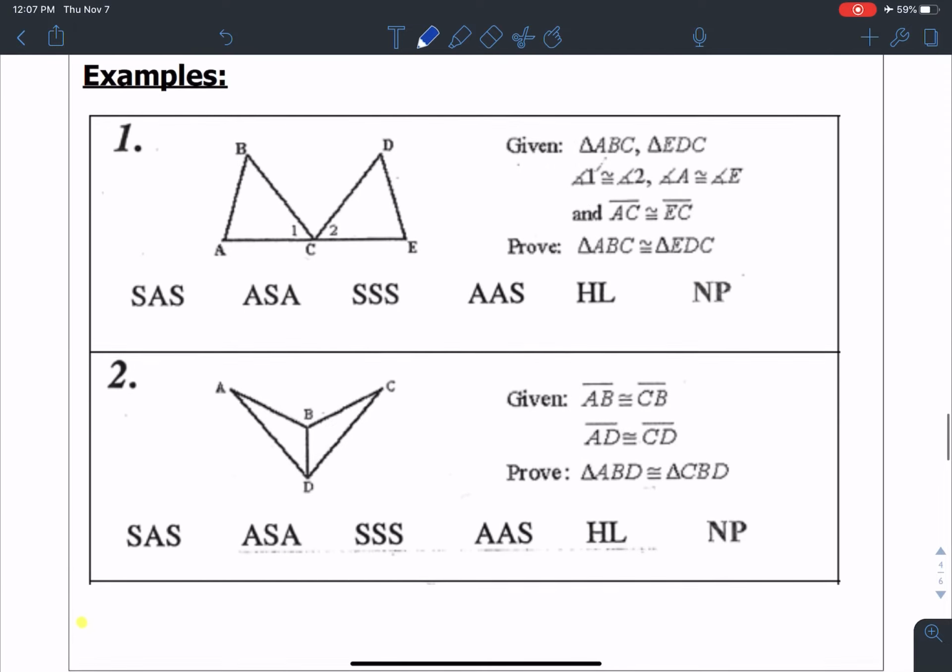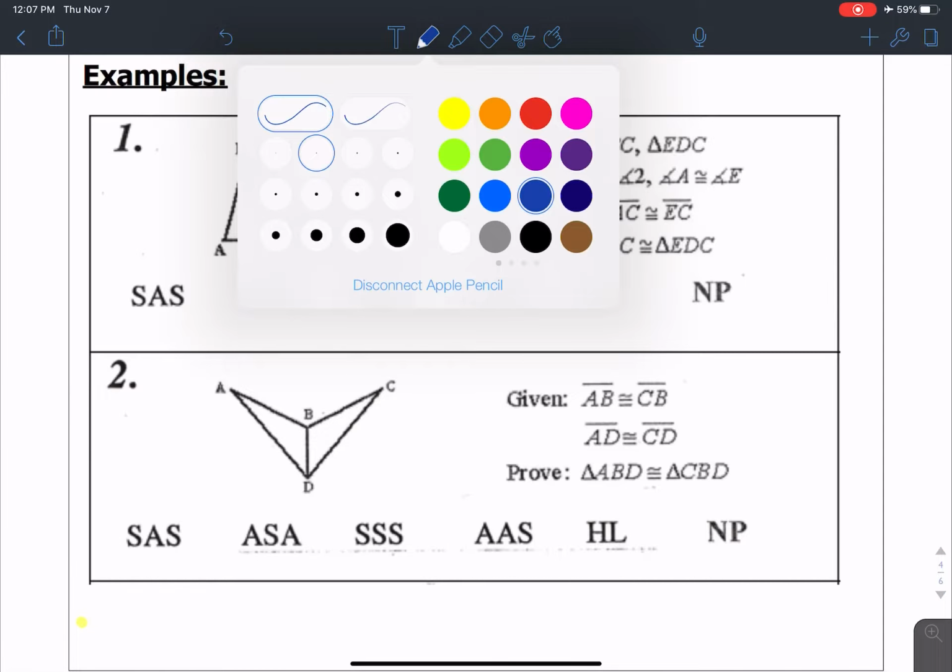So we have 7 examples to go through. So we're going to start with the first one. I am going to try and color code the different information to the picture. So the first thing that I'm going to mark is angle 1 congruent to angle 2. So I'm just going to mark that with arcs on my picture, angle 1 congruent to angle 2.